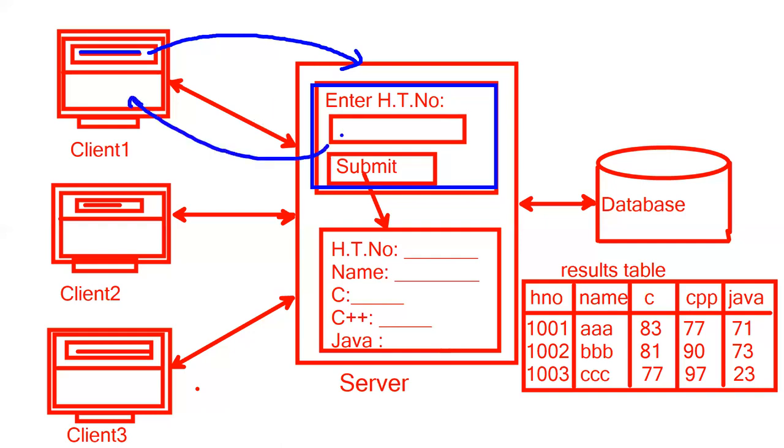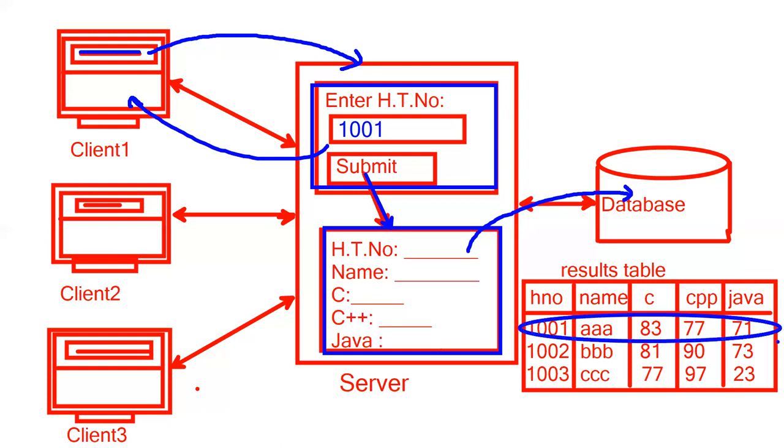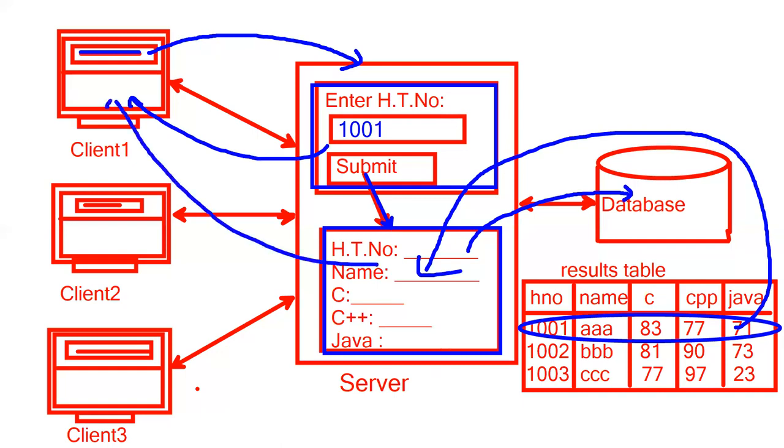After getting it, you will type one hall ticket number. When you click on the submit button, this program will receive the hall ticket number. This program will communicate with the database. Here it will check whether the given hall ticket number is there or not. If it is there, this data is loaded into this page. Then this page is transferred to the browser. That is happening in real time.